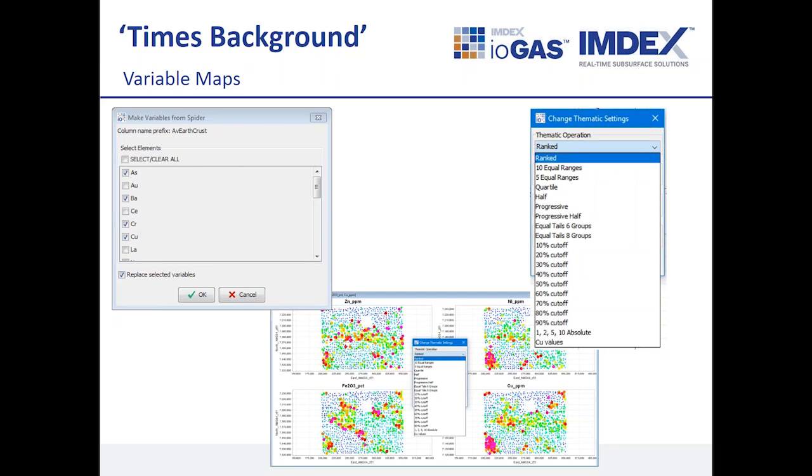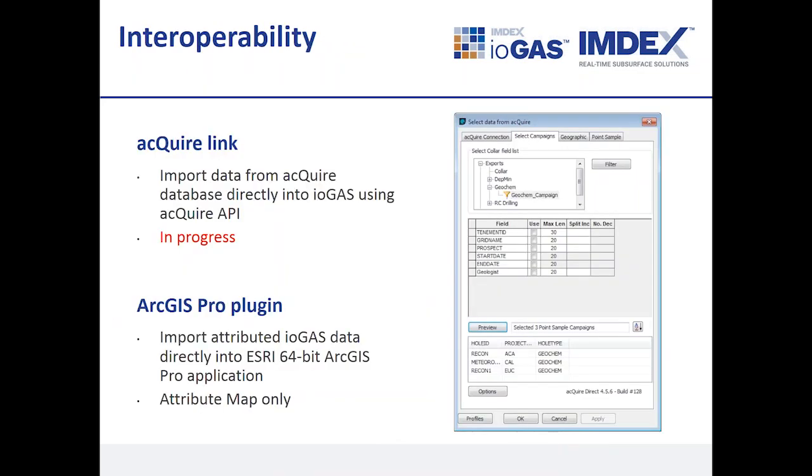Some interoperability things. We've released the ArcGIS Pro plugin that's up on the website already, so please feel free to grab that whenever you want and install it and run it. But new within ioGAS version 7, we've built in the Acquire link. And this means that, in fact, it's not in progress anymore, it's complete.